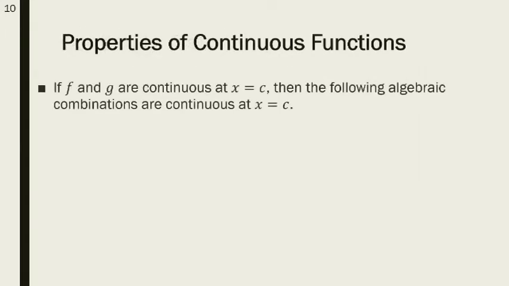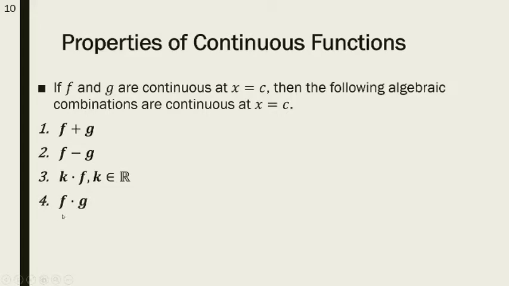Properties of continuous functions. If the functions f and g are continuous at x equals c, then the following algebraic combinations are continuous at x equals c. Number 1, the sum of functions, f plus g. Number 2, the difference of functions, f minus g. Number 3 is the product of k, where k is a constant real number, times the function f.